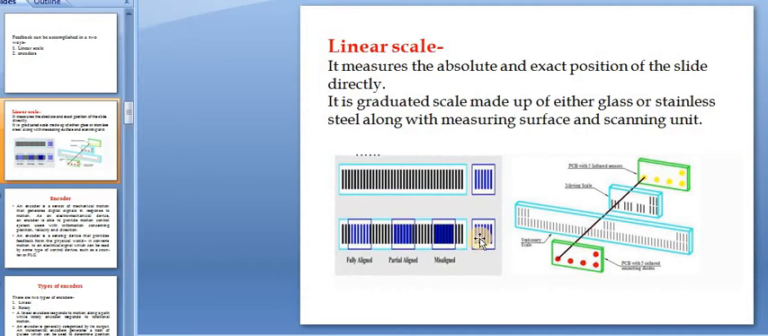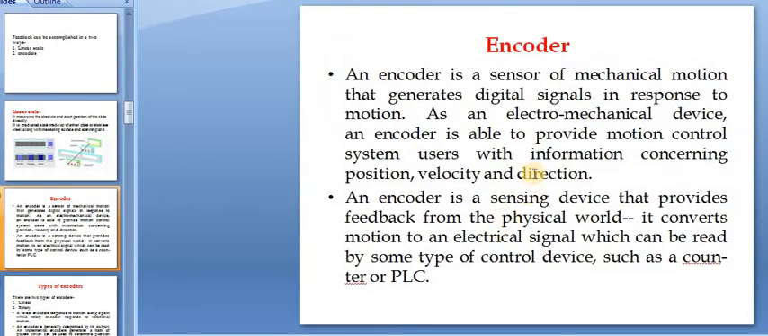So this is the linear scale, another feedback device. Next is encoders. These are another feedback device. An encoder is a sensor of mechanical motion that generates digital signals in response to the motion. An encoder generally develops a digital signal.